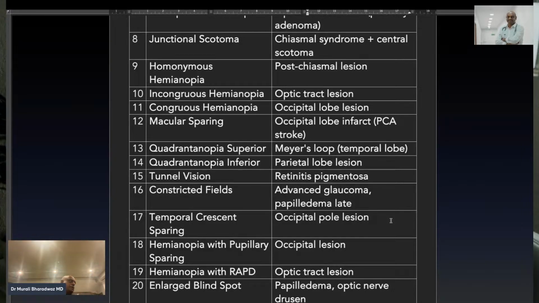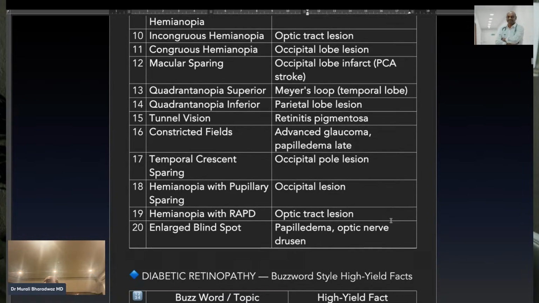In occipital lobe lesions, macular sparing will be there. Typically macular sparing occurs in PCA stroke. Why will the macula be spared? Because it has a dual circulation from both the middle cerebral artery and the posterior cerebral artery. Then quadrantanopia, superior and inferior. Superior is in the temporal lobe, called Meyer's loop. Inferior is in the parietal lobe. Remember it that way.